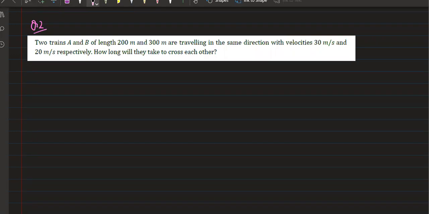So two trains A and B having lengths 200 meters and 300 meters respectively are moving in the same direction. Just think about this. How long will they take to cross each other? So you have to find that first.